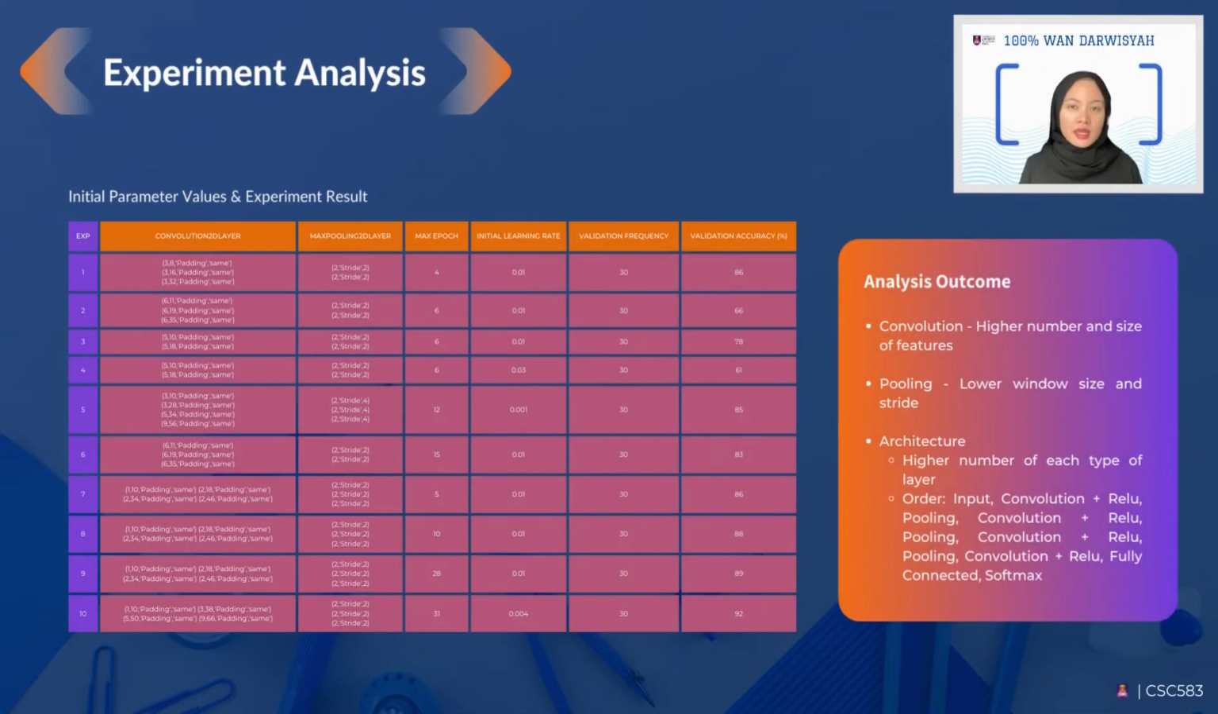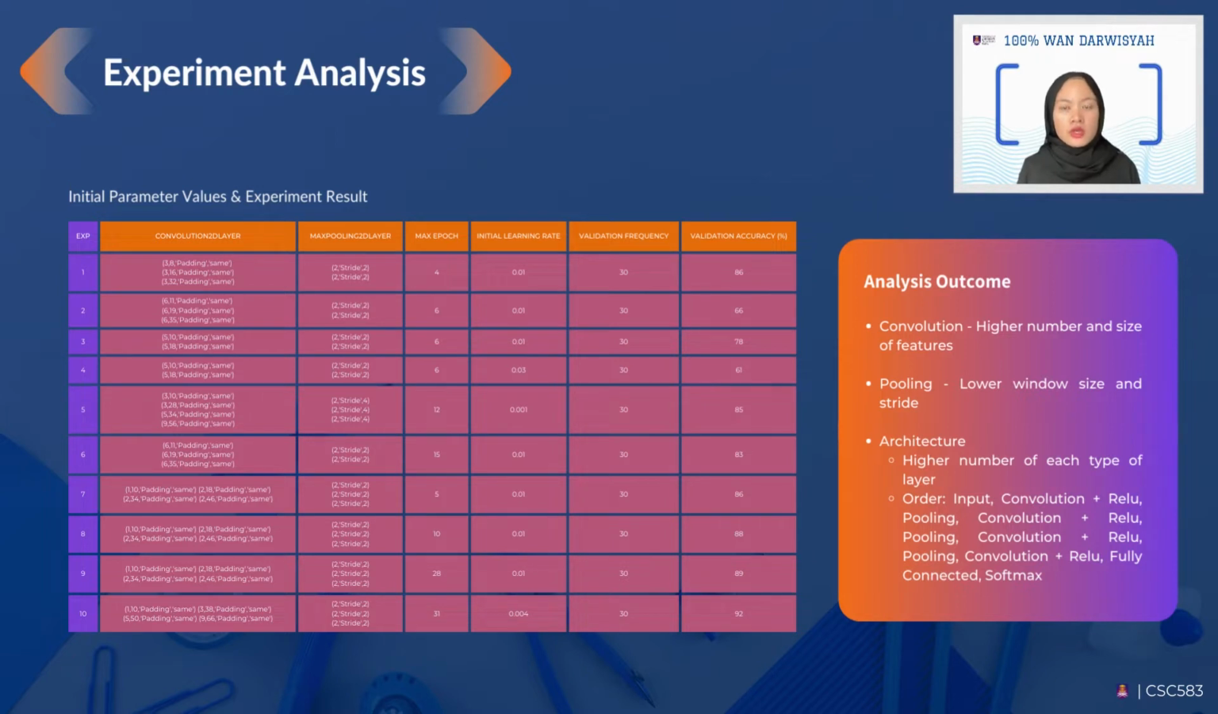We have conducted 10 experiments with different parameter values. In the first experiment, we used a network architecture that included an input layer, 3 convolution plus ReLU layers, 2 max pooling layers, and a classification layer. We used a maximum epoch of 4 and a learning rate of 0.01 in the training options.